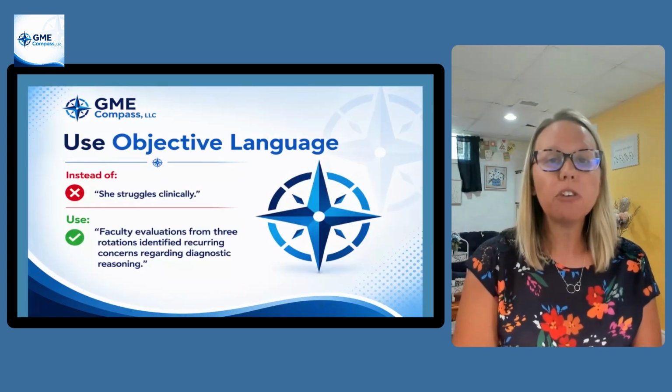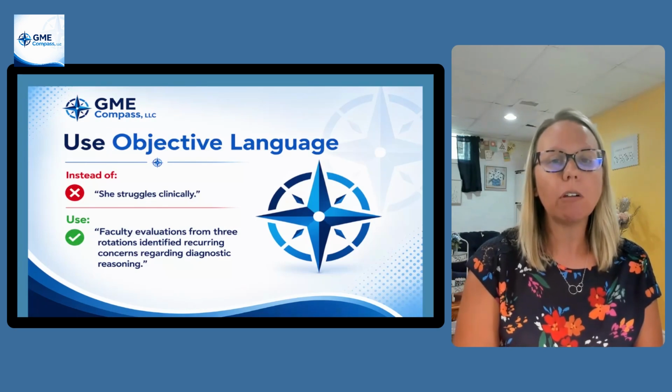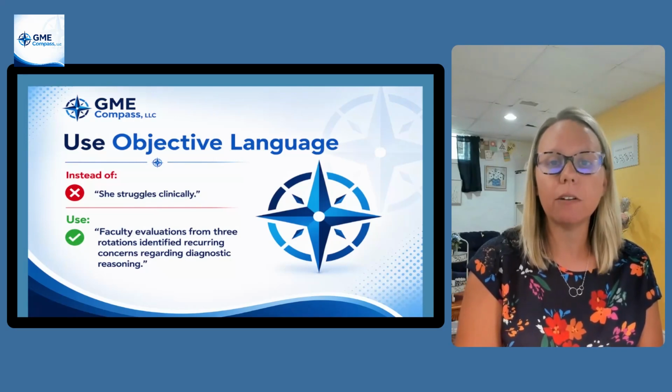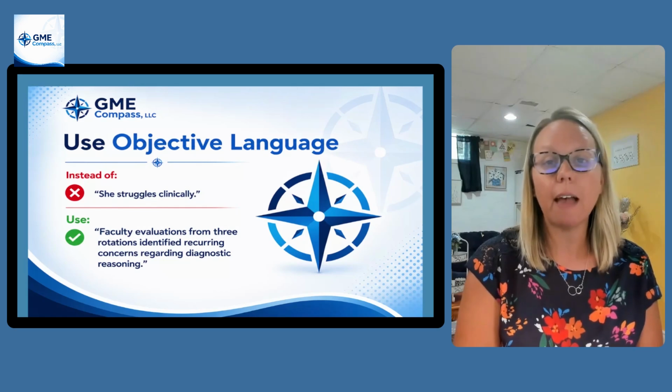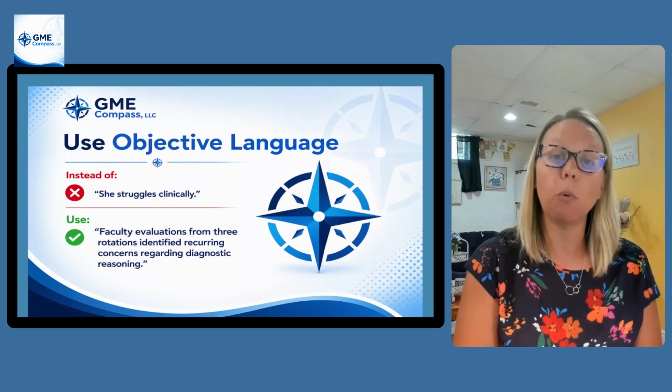Also, language matters. Consider the difference between she's struggling clinically and faculty evaluations from 3 rotations identified recurring concerns regarding diagnostic reasoning. The first statement's vague and very subjective. The second statement is specific and evidence-based. Objective language increases fairness, transparency, and credibility. It also improves documentation should decisions later need to be reviewed or justified.